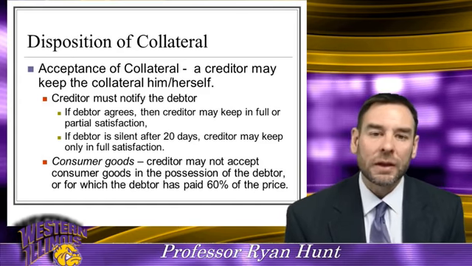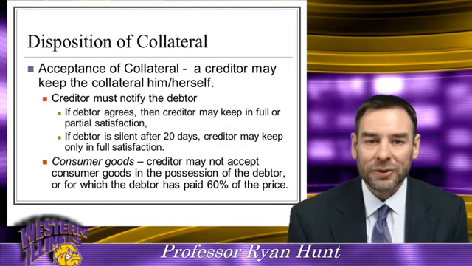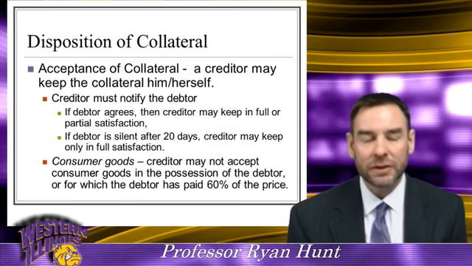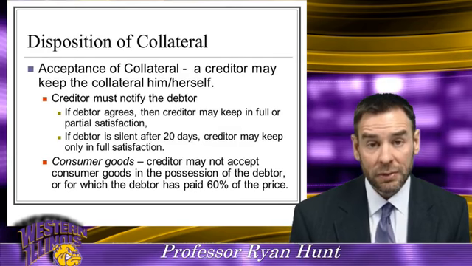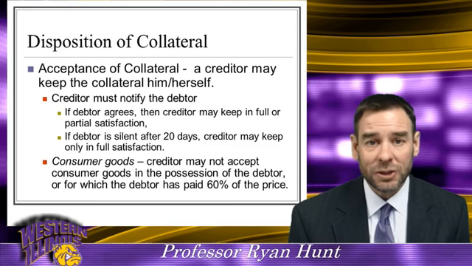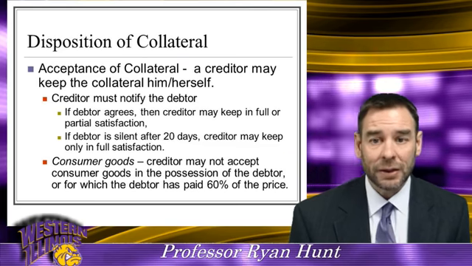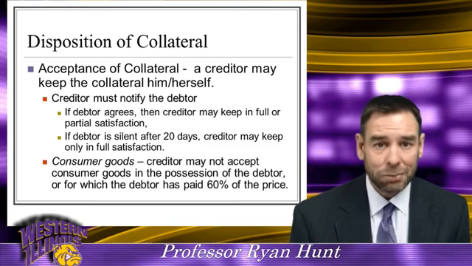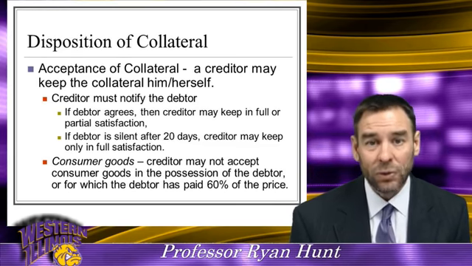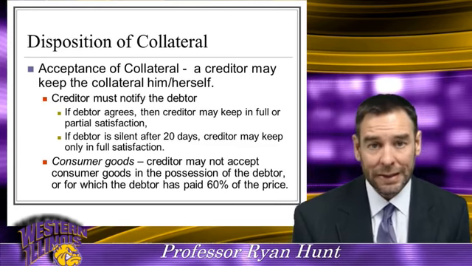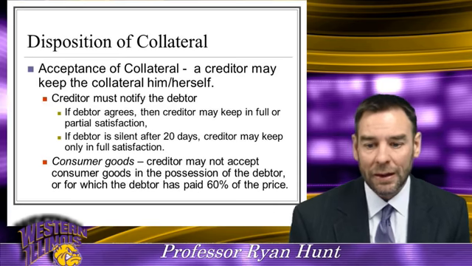And then there's a rule of consumer goods. Consumer goods are always treated a little bit differently, and so here's another example of that. The creditor may not accept consumer goods in the possession of the debtor. In other words, if the collateral is a washing machine, I can't go to the debtor's house, pull out the washing machine and put it in my house, because that's a consumer good, and it was in the debtor's possession. And I can't do that. There's just a flat rule on that.